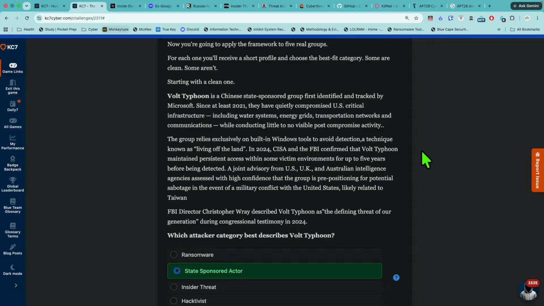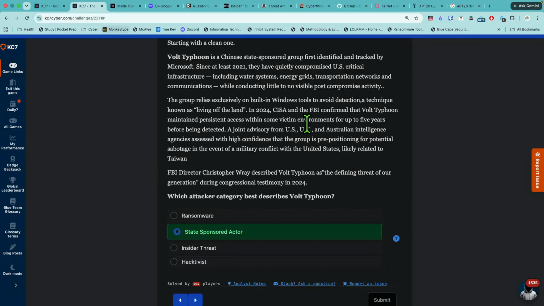Volt Typhoon is a Chinese state-sponsored group first identified and tracked by Microsoft. Since at least 2021, they have quietly compromised U.S. critical infrastructure, including water systems, energy grids, transportation networks, and communications. And FBI Director Christopher Wray described Volt Typhoon as a defining threat of our generation during congressional testimony in 2024. So which attacker category best describes Volt Typhoon?